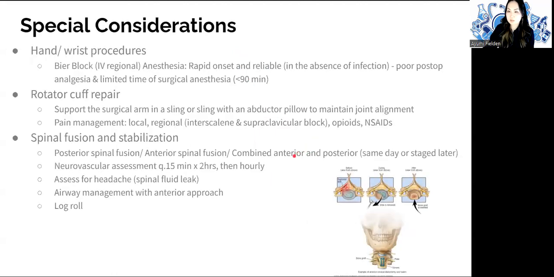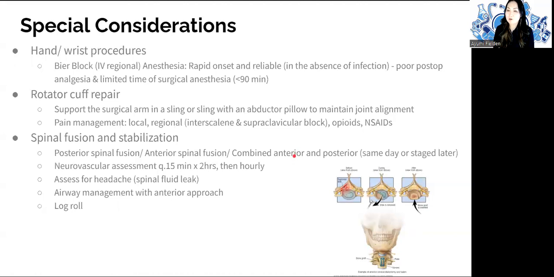Okay, special consideration for the patient who had a hand or wrist procedure. Again, we talked about Bier block, IV regional anesthesia. It is a rapid onset and very reliable pain management method, but it only lasts about 90 minutes. It's not that long of a time. It's perfect during the surgical time. However, by the time they come to PACU, recover, ready to go home, it's starting to wear off. So we need to have an alternative method to manage that pain.